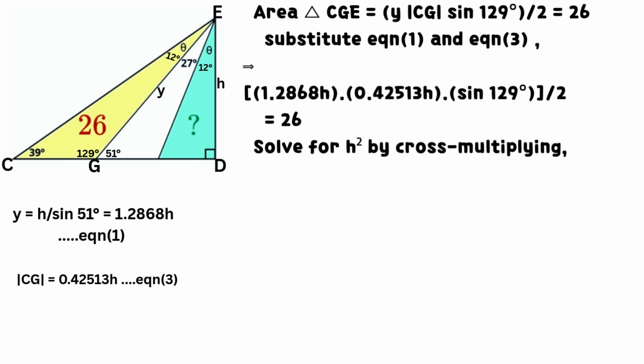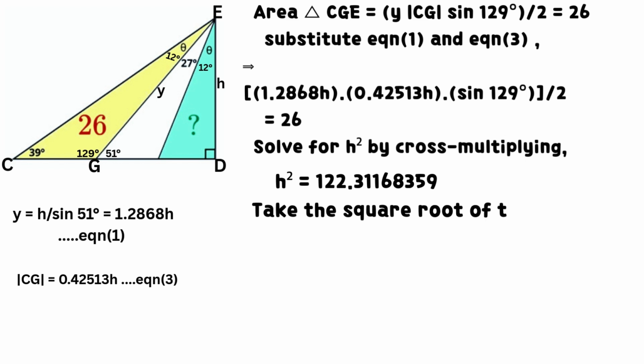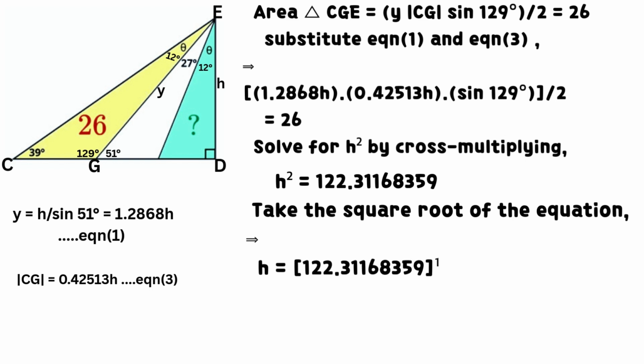This implies that 1.2868 times H multiplied by 0.42513 times H times sine 129 degrees, all divided by 2, equals 26. Solve for the square of H by cross multiplication. H square equals 122.31168359. Take the square root of the equation.